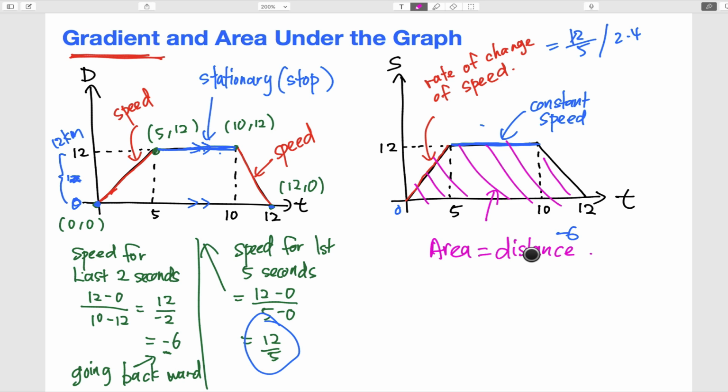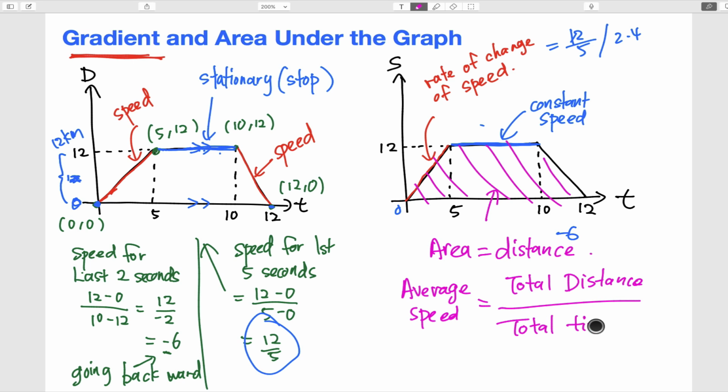One of the most common questions is about average speed. In the exam, you will always see something to do with average speed. Average speed means you have to do total distance divided by total time.